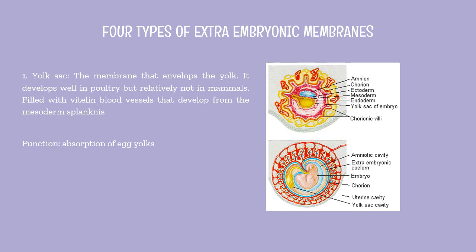First, the yolk sac, the membrane that envelops the yolk. It develops well in poultry but relatively less so in mammals. It is filled with vitelline blood vessels that develop from splanchnic mesoderm. Function: absorption of egg yolk.